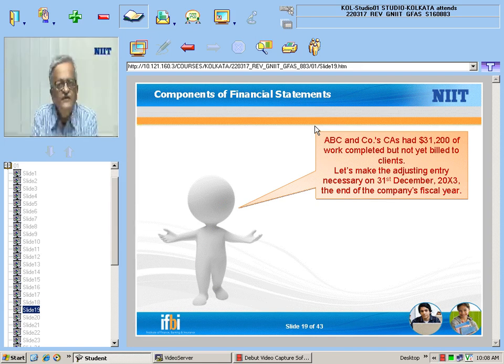What is the adjusting entry that you are going to make in this case? ABC and Company, Chartered Accountant, has 31,200 work completed. He has already completed the work but not yet billed to the client. Let us make the adjustment entry necessary on 31st of December, the end of the company's fiscal year. Very simple question I am asking.